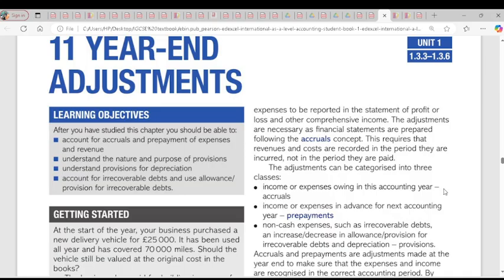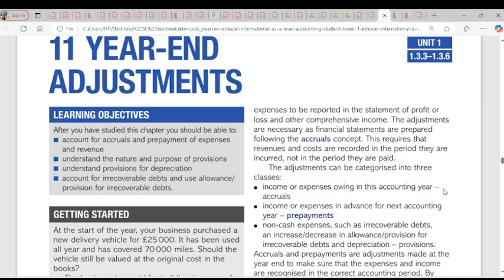So I wrote, there are several reasons why a business may need to make adjustments to their accounts at the end of the year. One, the expense and income items shown in the cash book may not be the amount of income and expenses to be reported in the statement of profit or loss and other comprehensive income. So it means the total income in your cash book, you might not have to record all in your statement of profit or loss and your statement of financial position.